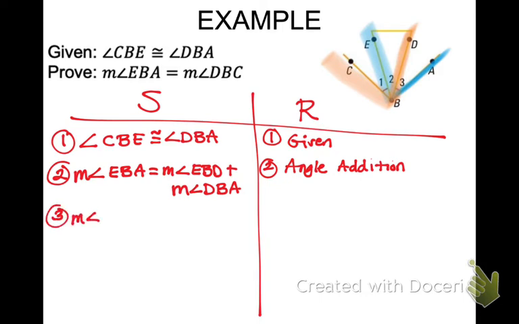So the measure of angle DBC, which is the big one, would be equal to the measure of angle EBD plus the other one, which would be CBE.